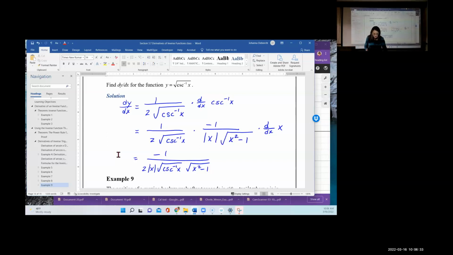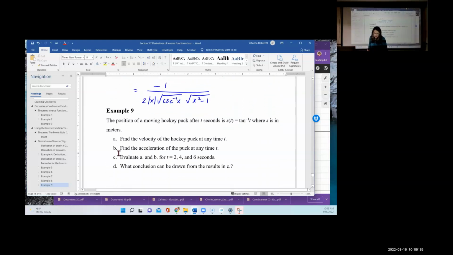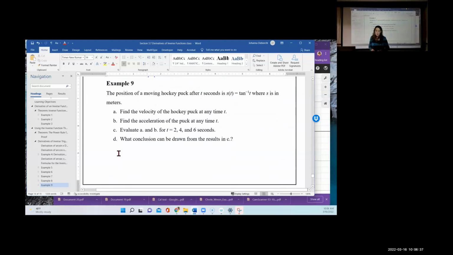Okay, one last example, and we're going to get on to the next thing. This is about a moving hockey puck. The position of the moving hockey puck after t seconds is arctangent of t, where s is in meters. So s is the position of the hockey puck. We want to find the velocity of the hockey puck at any time.